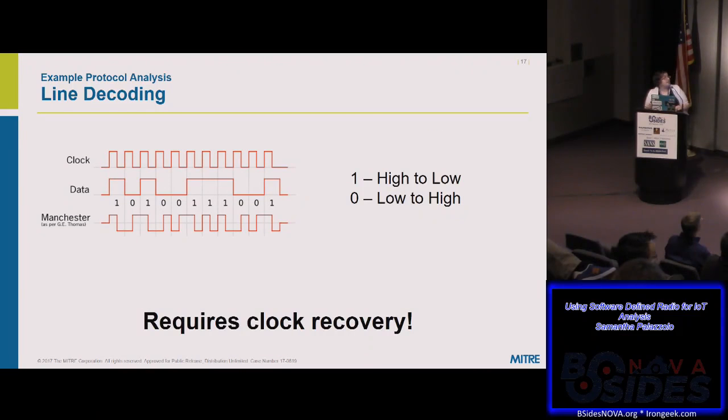So the next step is this line decoding. And if you remember, it's Manchester. You don't really need to know much about Manchester, I mean, you can look that up. But the important piece to understand about Manchester is that you need a clock to generate Manchester. And so when you do the reverse, you need to recover the clock to be able to properly decode a Manchester encoded signal. So clock recovery is actually probably one of those difficult areas for DSP.